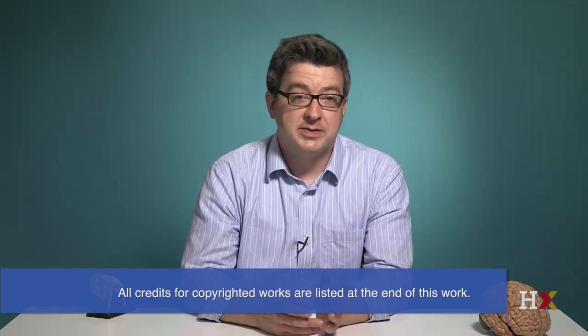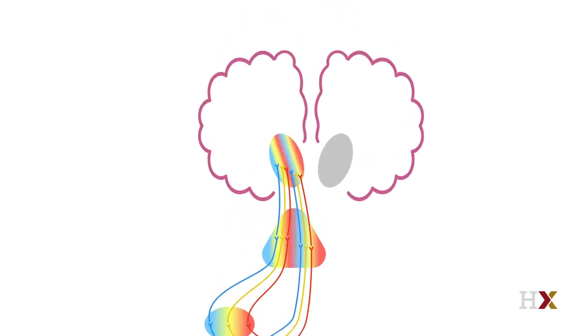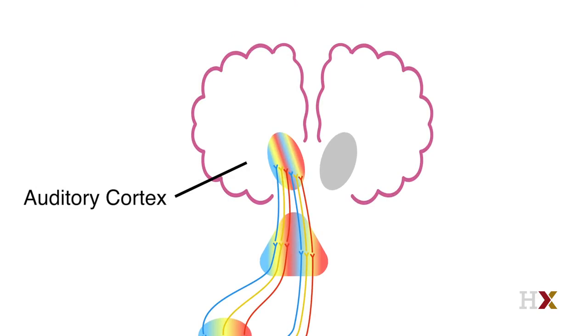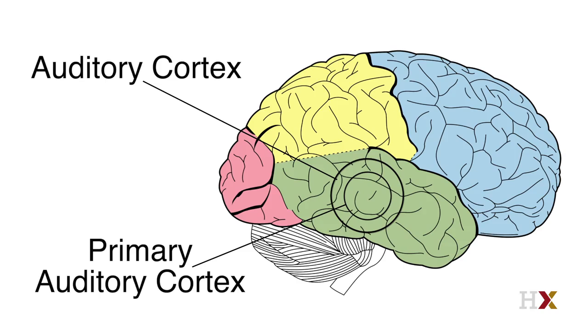From the medial geniculate nucleus, auditory information is sent to the auditory cortex, where a more complex analysis of the content of a sound is performed. Auditory cortex is also likely where the sound is perceived consciously, though the exact nature of conscious perception remains elusive and hard to study.